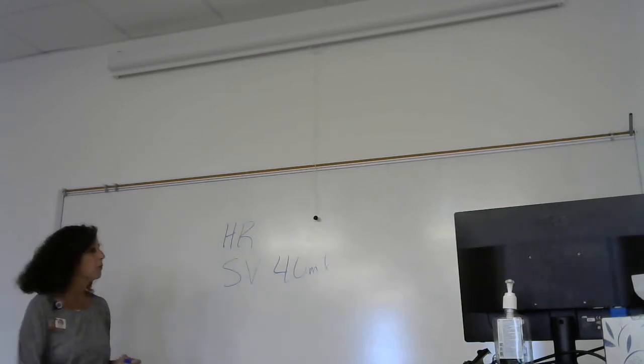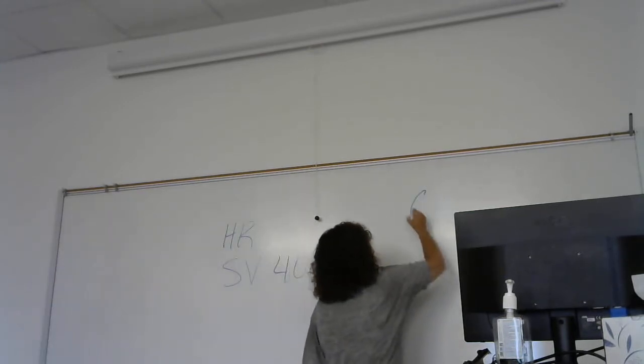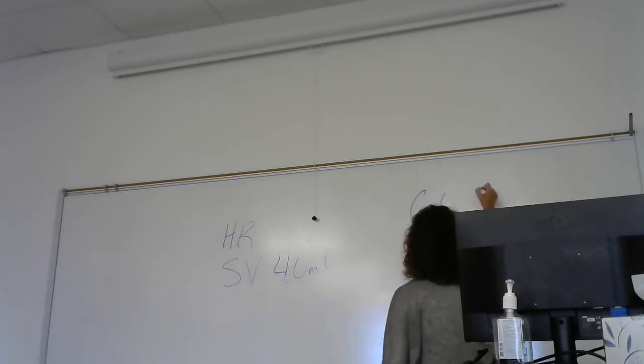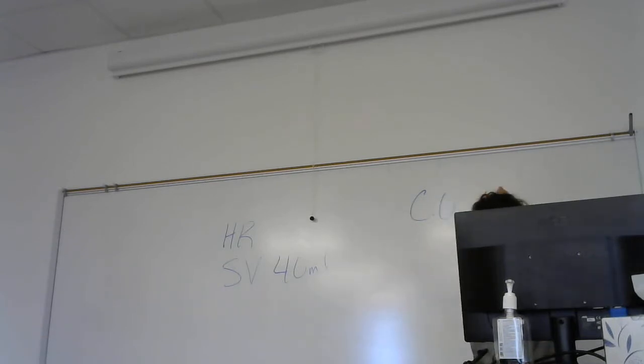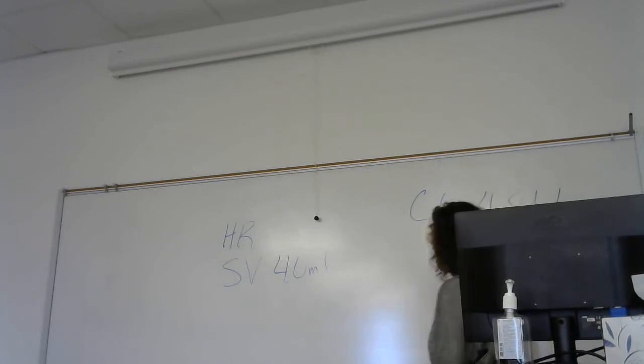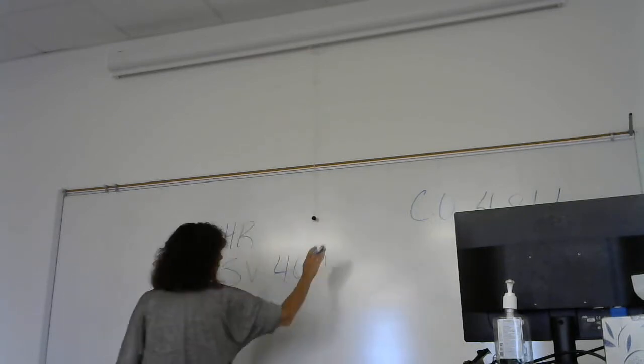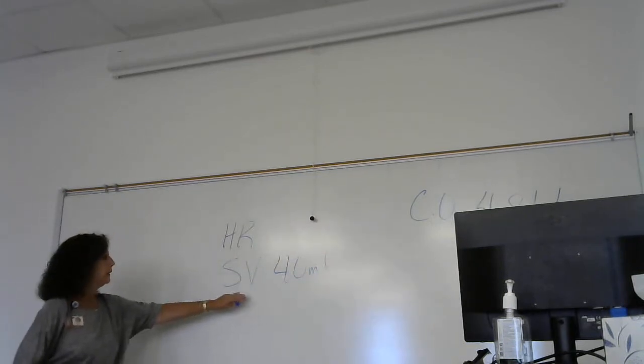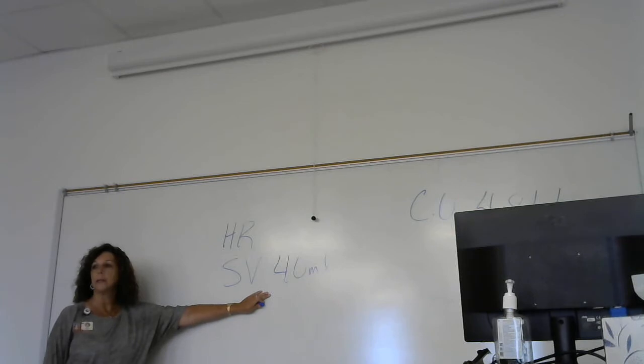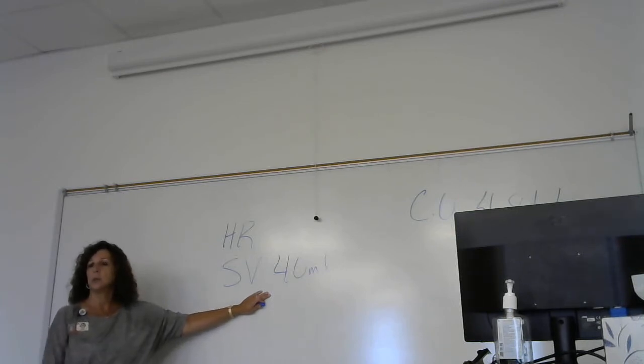Okay? What was a normal cardiac output? Look at your slides. 4 to 8 what? Liters per minute. Okay? We know this is our normal. We've got to get from here to there. So if my stroke volume is 40, what does your body do?